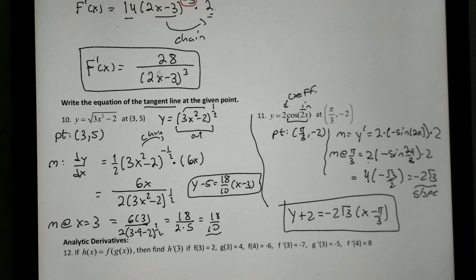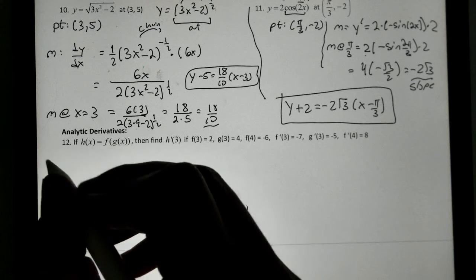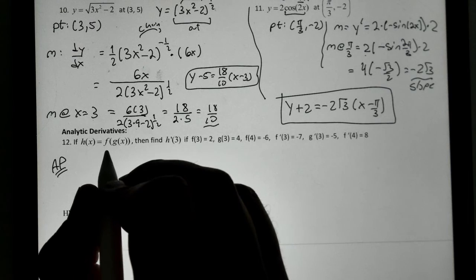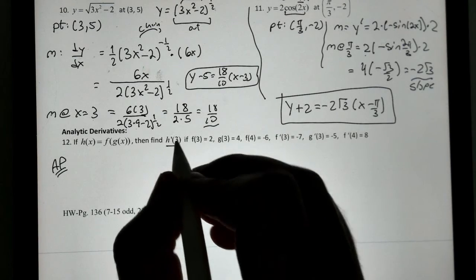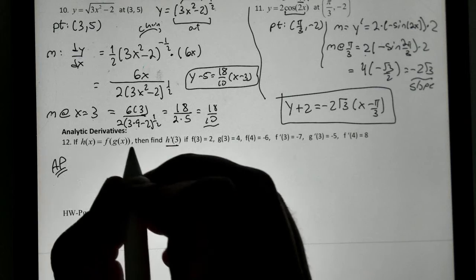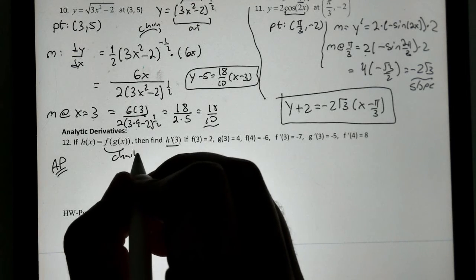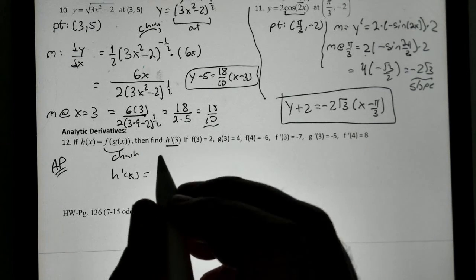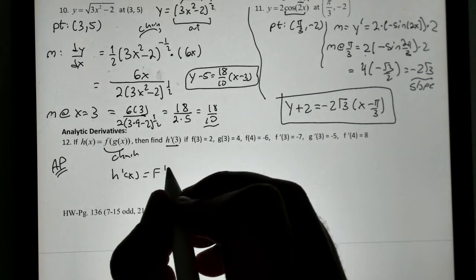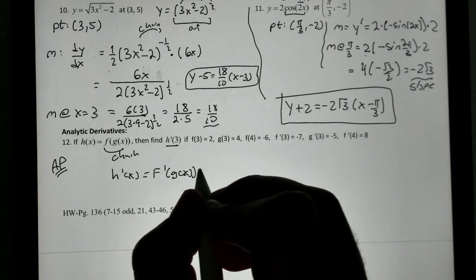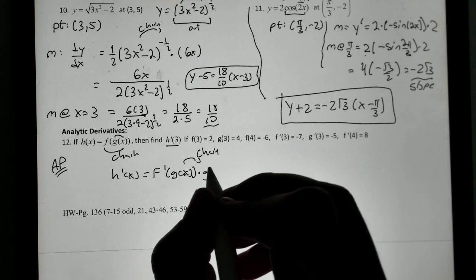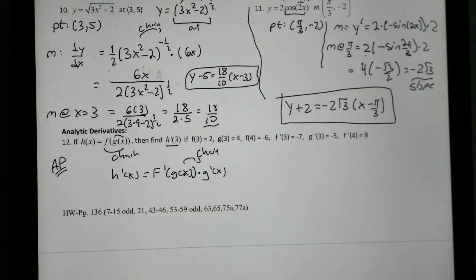All right, so now let's take a look at analytic derivatives. Again, this is what the AP likes to see. You're going to definitely see something like this on the AP. When they say h of x is equal to f of g of x, you want to find h prime of 3. Ignore all this for now. I just need to take the derivative. This is classic chain rule. h prime of x. My derivative of my outside is f prime g of x times the derivative of my inside, which is, remember, this is my chain part, g prime of x. There's my derivative.